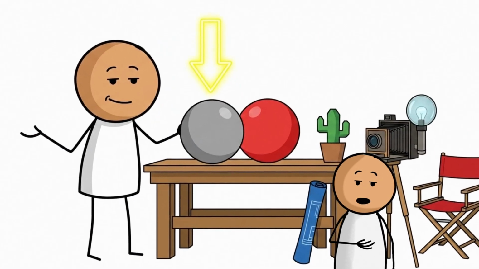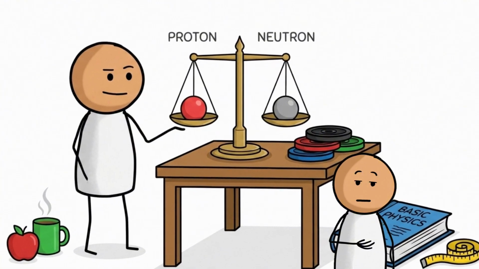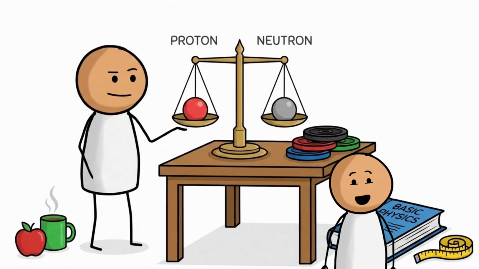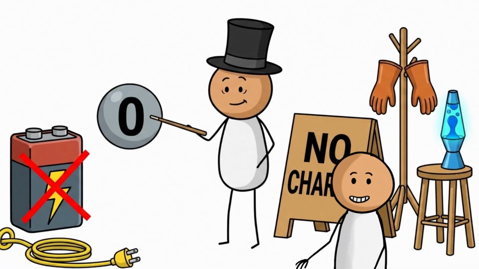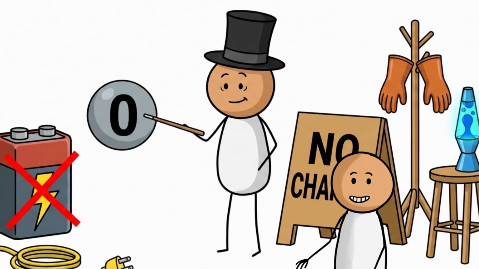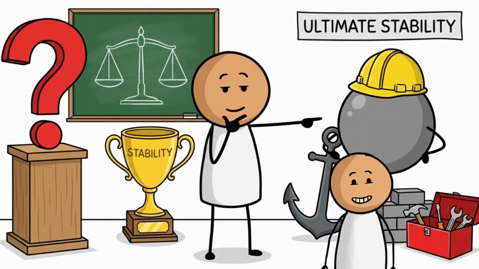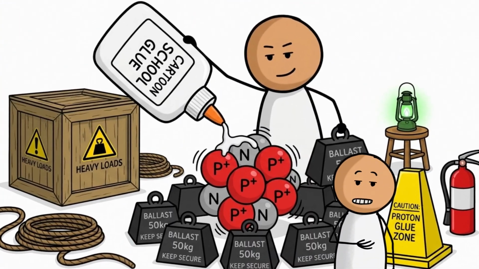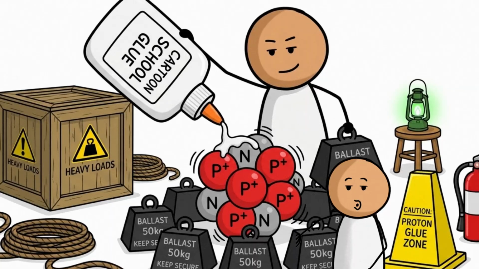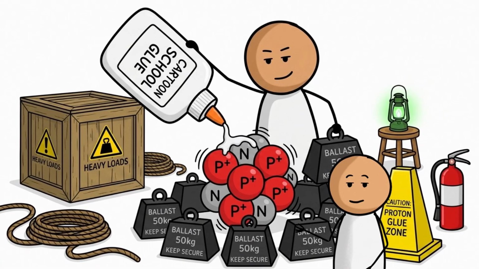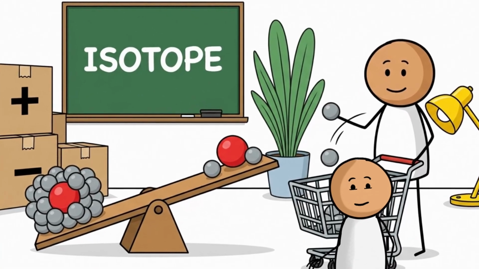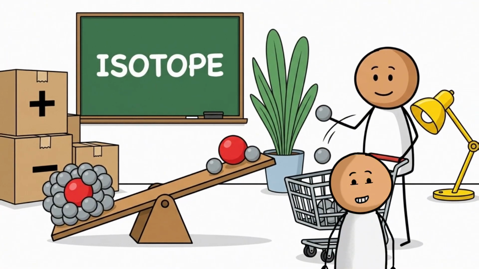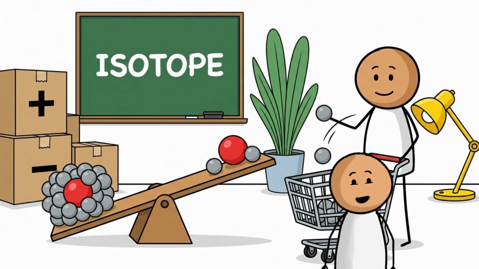Now, sitting right next to it in the nucleus is the second character, the neutron. It's almost exactly the same weight as the proton, but here's the twist. It has no charge at all. Zero. Completely neutral. So what's the point of a particle that does nothing electrically? Stability. Neutrons act like glue and ballast, holding the nucleus together so it doesn't tear itself apart. And if you add or remove a few, the element stays the same. You just get a heavier or lighter version of it, called an isotope.